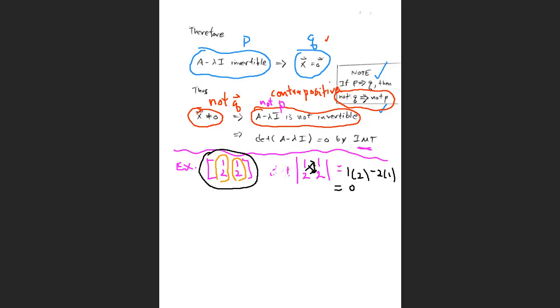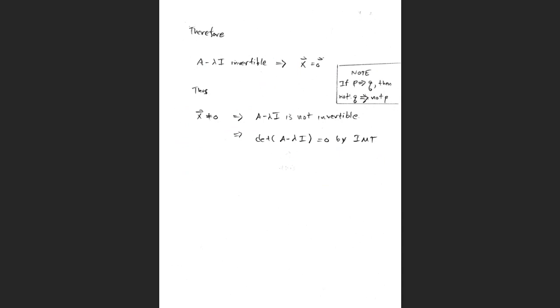I'll tell you what, let me do another example. Hold on. Forget that example. Let me do a better one, okay? Hold on. I got a better one. Okay, so say that your matrix is this: 1, 2, 2, 4. Is this invertible or not invertible?